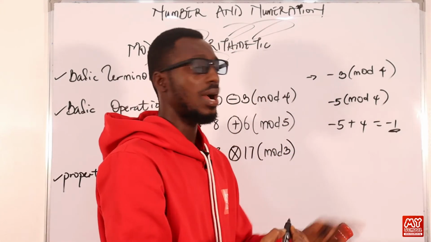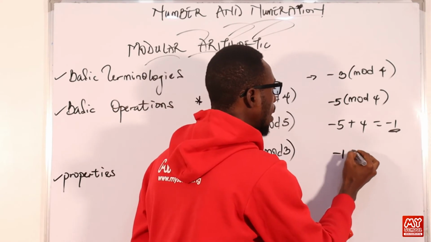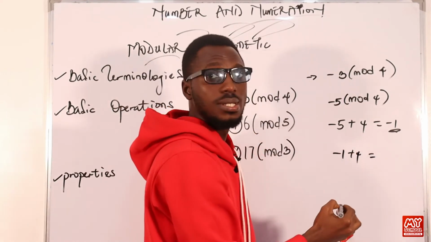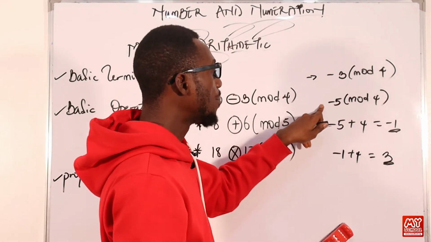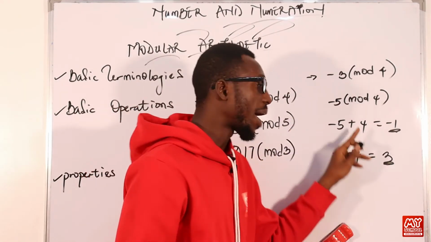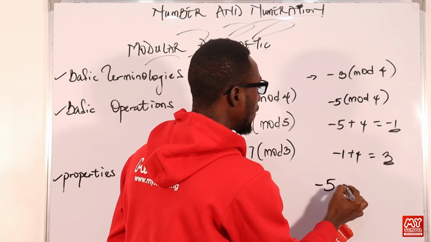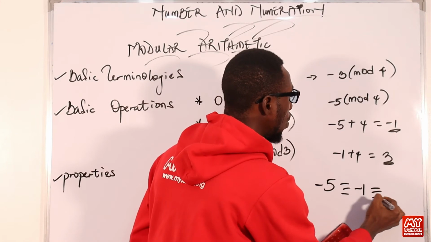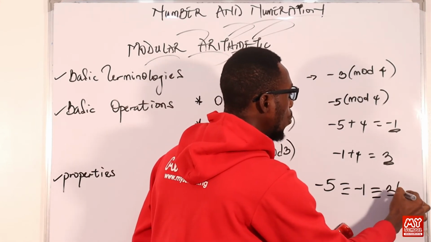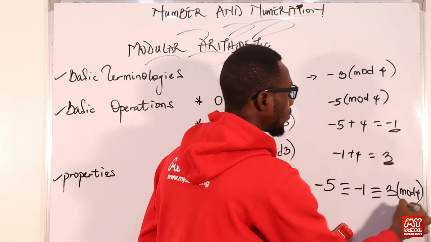I can't leave it like this, so I have to bring it to modulo 4. So minus 1 plus 4, that is what? That is 3. So we can say that minus 1 in modulo 4 is 3. Or I can still say that minus 5 is congruent to minus 1, right? And they are both congruent to what? 3 in modulo 4. So you see that.